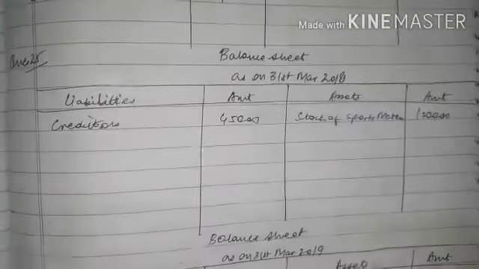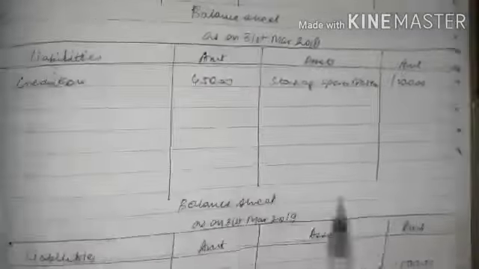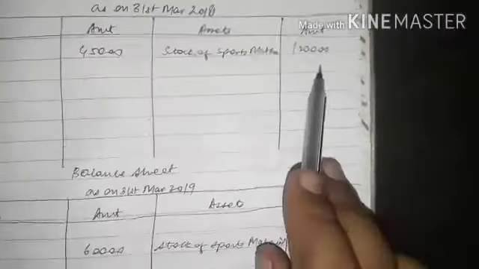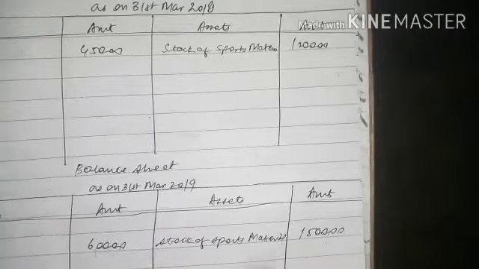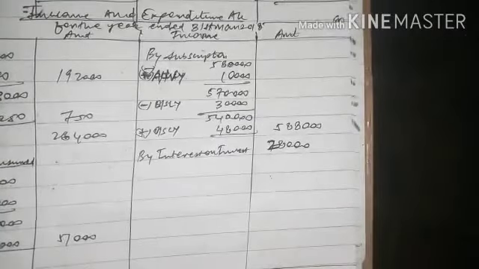Now how do we have to show this? So first we will be drawing the opening balance sheet as well as the closing balance sheet. In the opening balance sheet we will be writing opening sports material and opening creditors. Here again we will be writing closing sports material and closing creditors. The rest of the calculation will be done in income expenditure account.